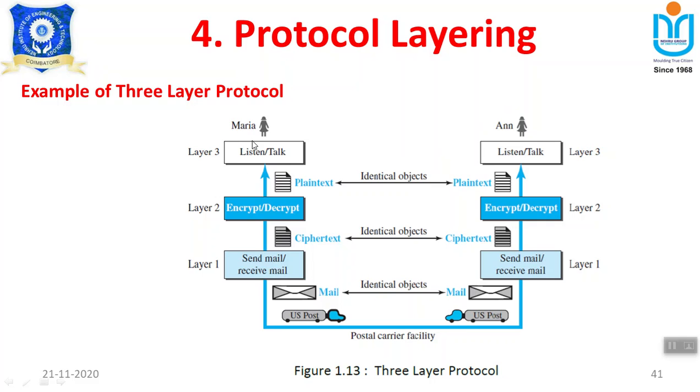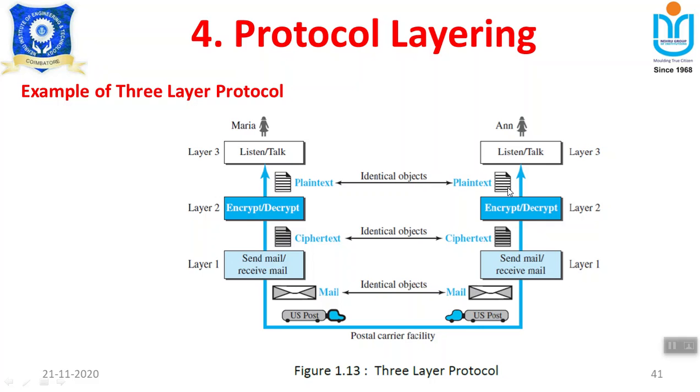Then whatever information she wanted to forward will be encrypted. Encryption is nothing but plain text being converted into ciphertext. Then it will be forwarded to the mail and received by the receiver side, layer 1. Once it is received, it will be in the form of ciphertext. The ciphertext has to be decrypted by using a decryption algorithm. It has to be converted into plain text.